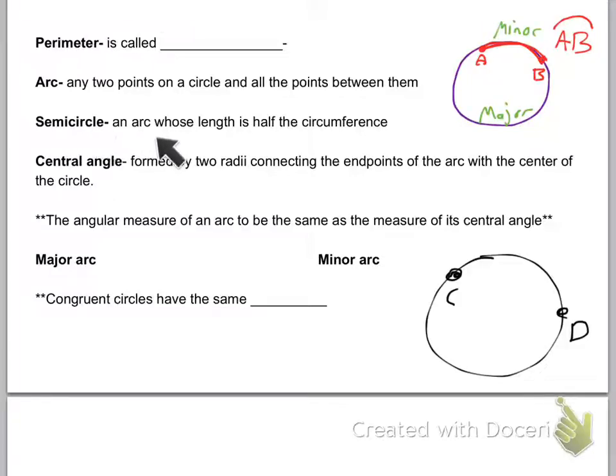Semicircle. A semicircle is an arc whose length is half the circumference. Guess what would be attached to that semicircle? Another semicircle on the other half, yes. How about the diameter? Because what does the diameter do? The diameter cuts through the center of the circle, which would cut a circle in half, right? So a diameter would actually create two semicircles.